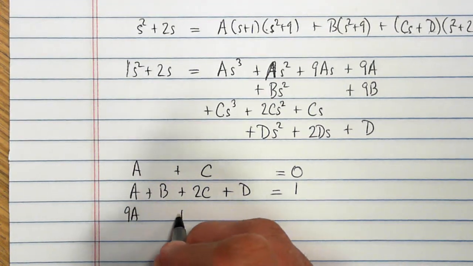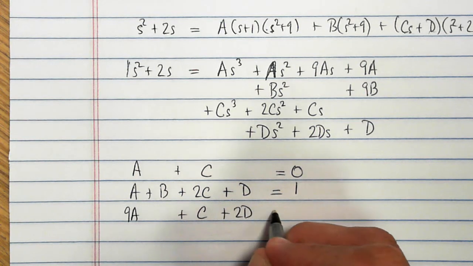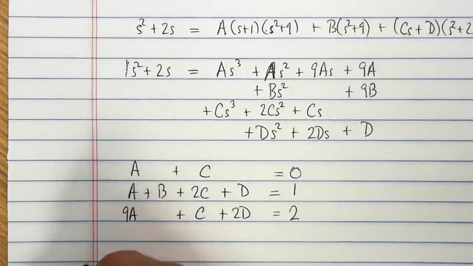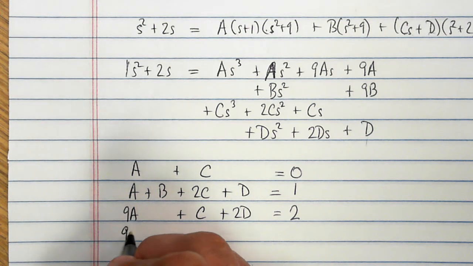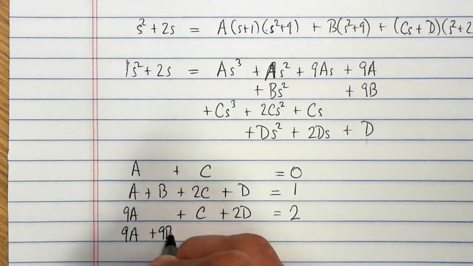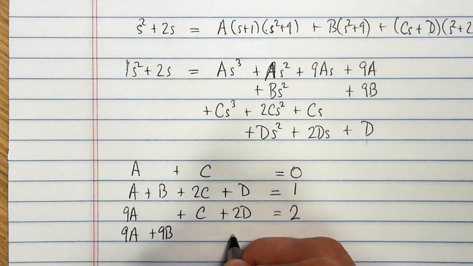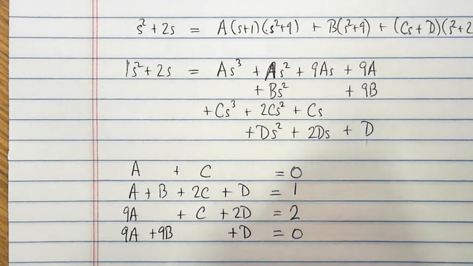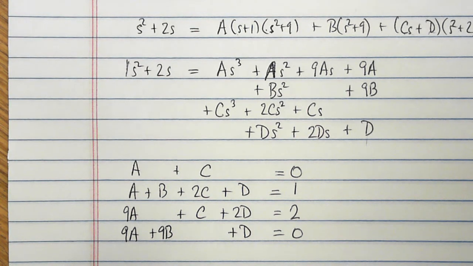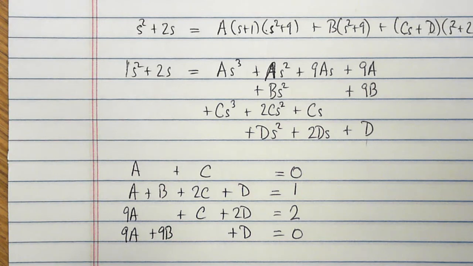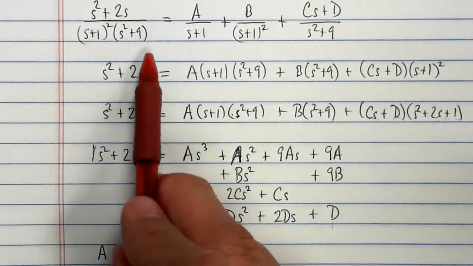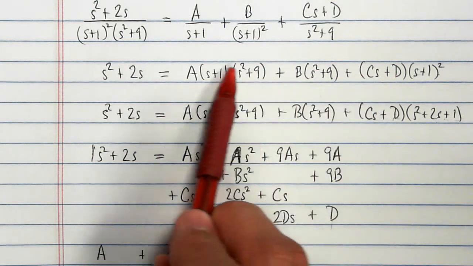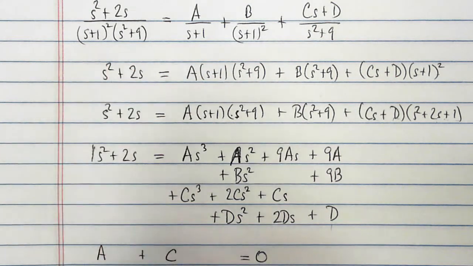9a plus c plus 2d is equal to 2. And finally the constant, 9a plus 9b plus d is equal to 0. And so it looks like I have a system of 4 equations and 4 unknowns. Well, I do have a system of 4 equations and 4 unknowns, but I can save myself a little bit of work if I come back up here. I can plug in a number into this to make my life just a little bit easier.